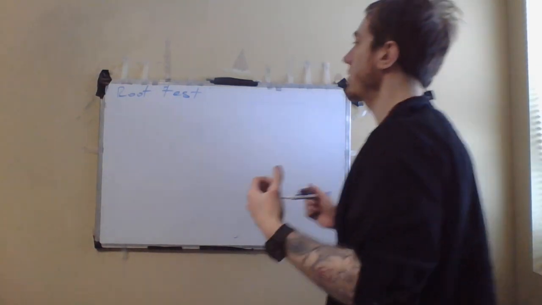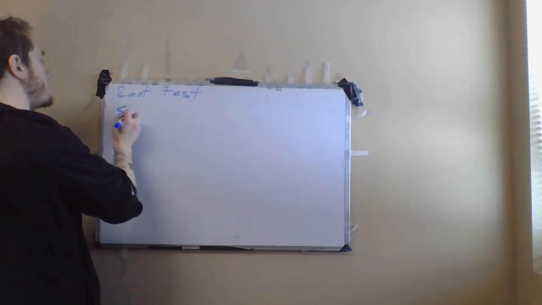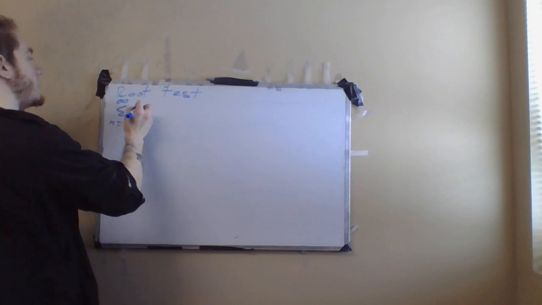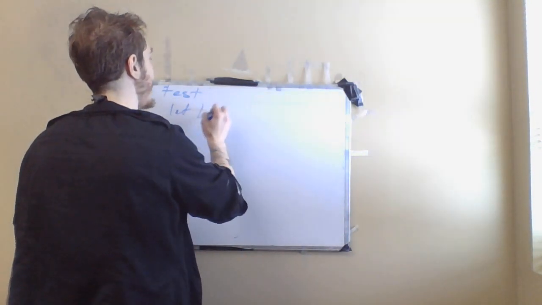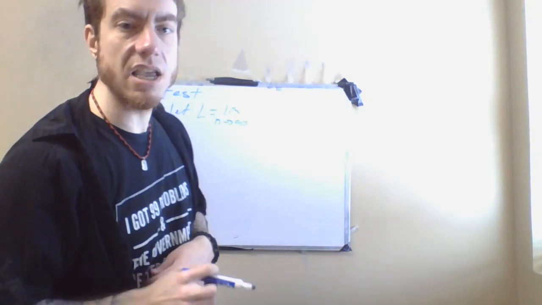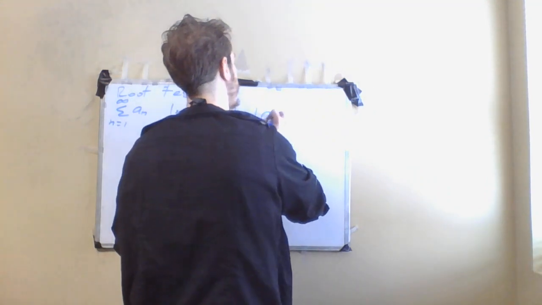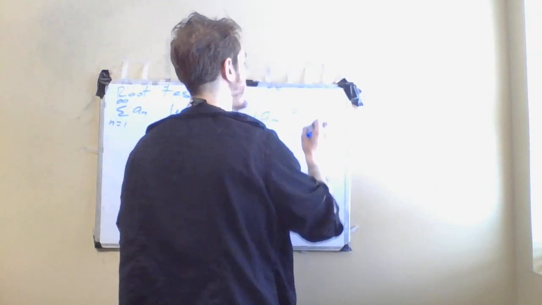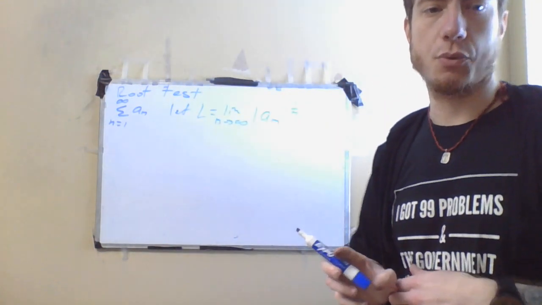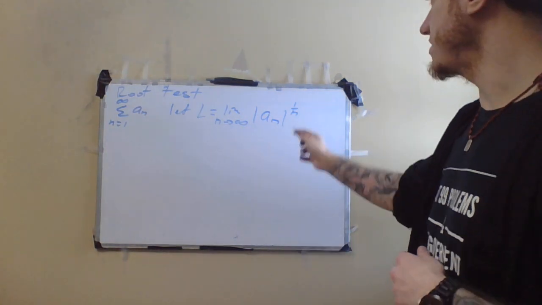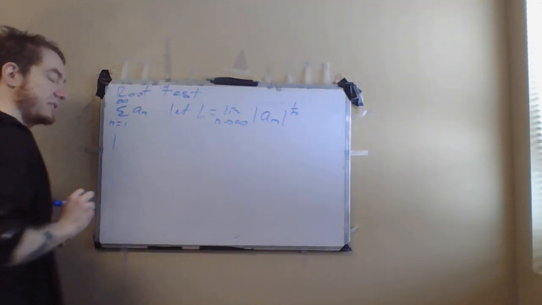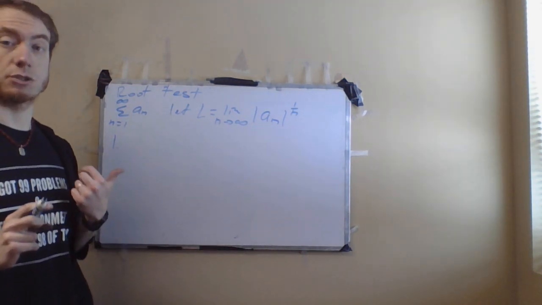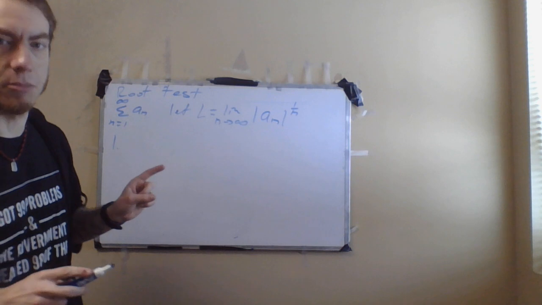So let's consider that we have the sum n equals 1 to infinity of a sub n. And let L be equal to the limit as n goes to infinity of the absolute value of a sub n raised to the 1 over n, in other words, the nth root of this absolute value. Then this is going to seem very familiar because we just saw the ratio test, and this is fairly similar.